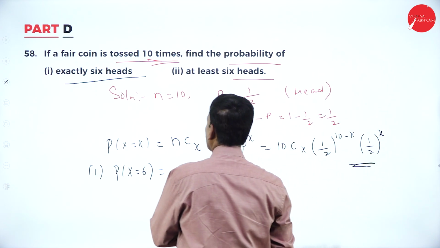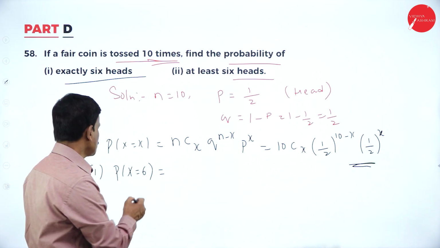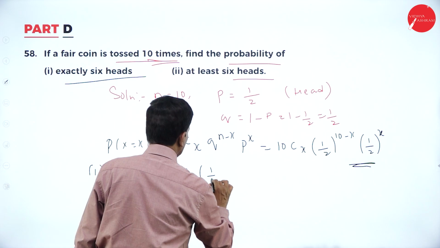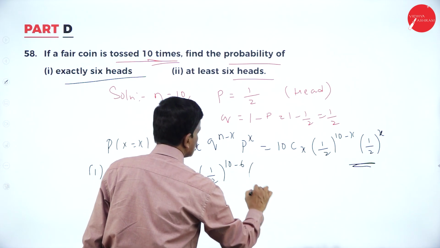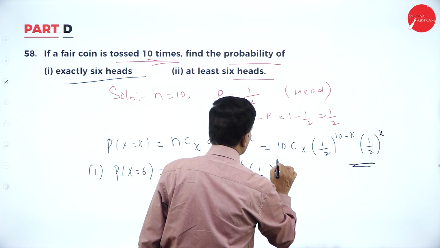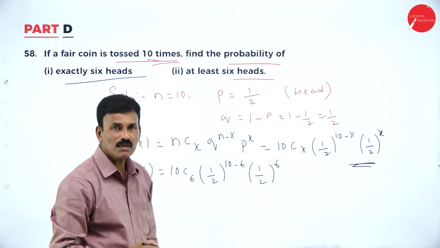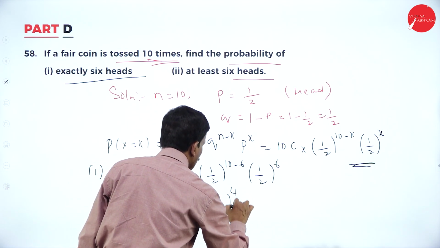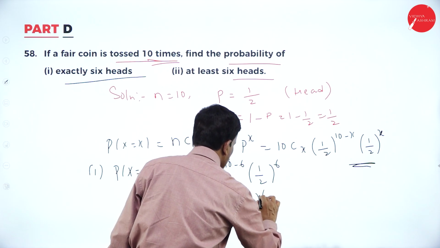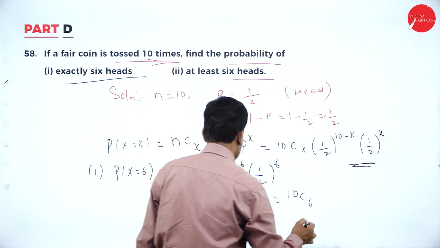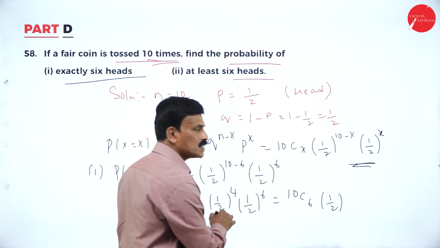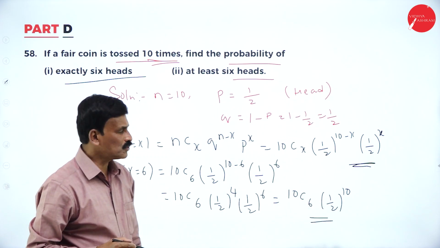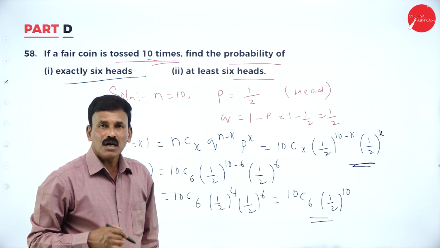Now substitute here. For first condition, exactly 6 heads means x is equal to 6. 10C6 into 1 by 2 to the power of 10 minus 6 into 1 by 2 to the power of 6. So this is equal to, simplify this, 10C6 into 1 by 2 to the power of 4 into 1 by 2 to the power of 6. Law of indices: a raised to m into a raised to n is a raised to m plus n. 10C6 into 1 by 2 to the power of 10. That's it. Okay.